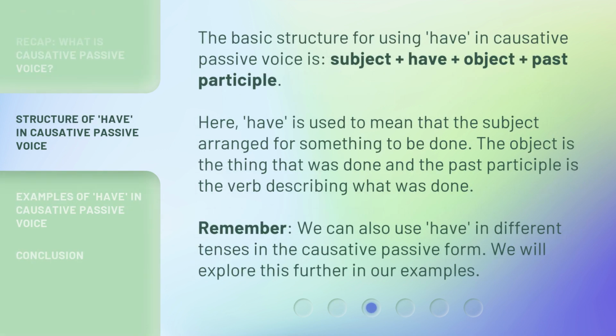The basic structure for using have in causative passive voice is subject plus have plus object plus past participle. Here, have is used to mean that the subject arranged for something to be done. The object is the thing that was done and the past participle is the verb describing what was done. Remember, we can also use have in different tenses in the causative passive form. We will explore this further in our examples.